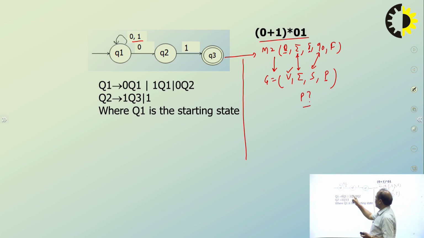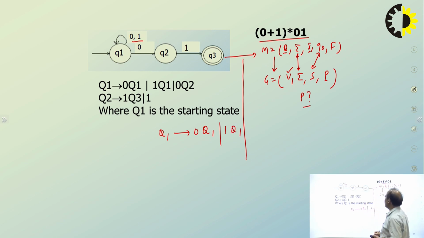How? Look at here. Q1, yes, you will write in capital. Q1 goes to, you see 0, take 0, your destination is Q1. So this is one production rule which is regular. Then again 1, still you are going to Q1, so this is 1 Q1, and this one is going to Q2, 0 Q2. Remember, if the destination where you are reaching is not a final state, no problem. You just write down these rules, right? So we are done with the Q1 production rule.